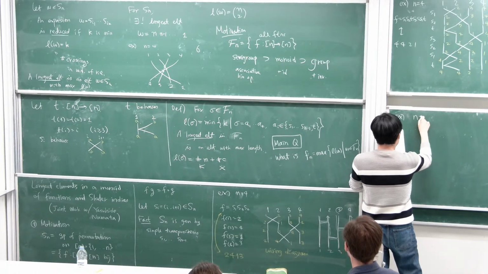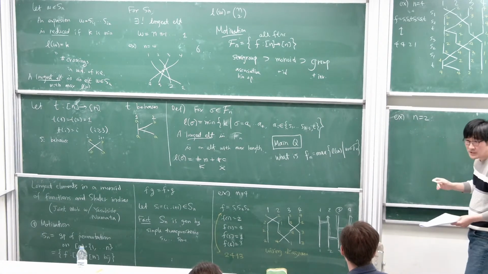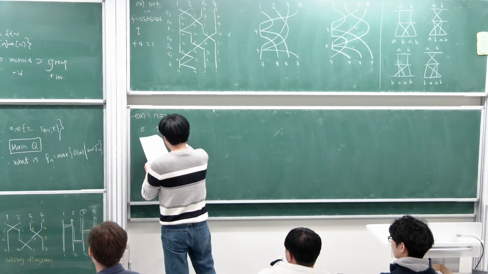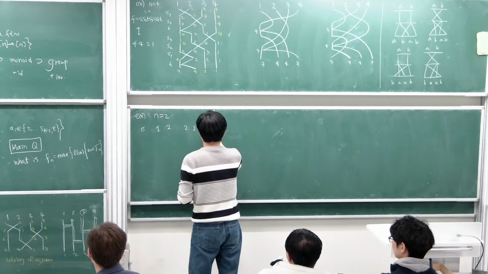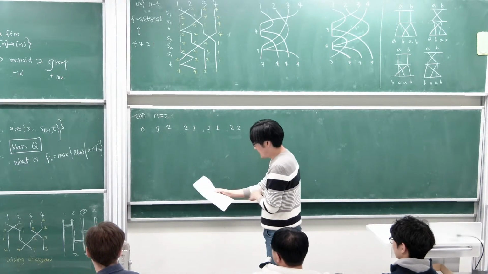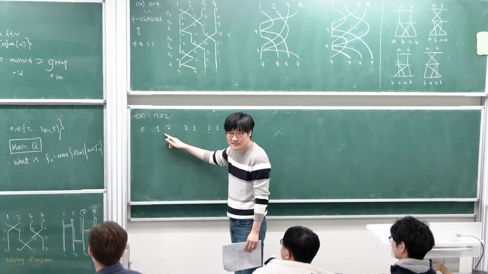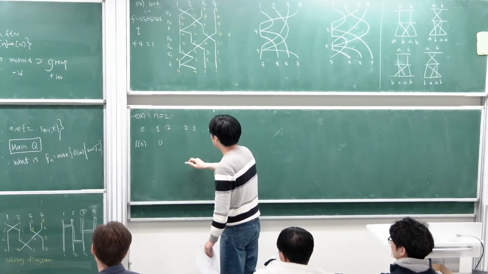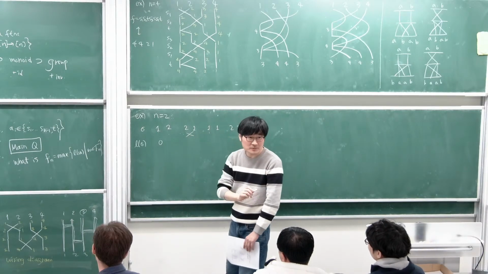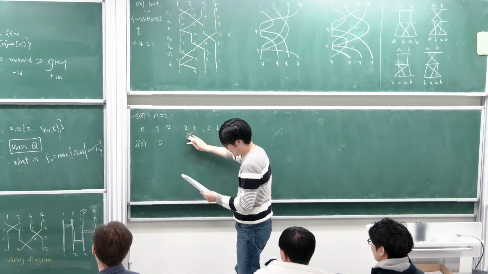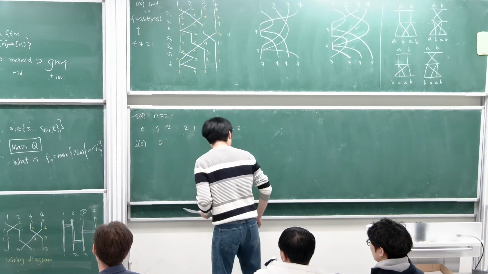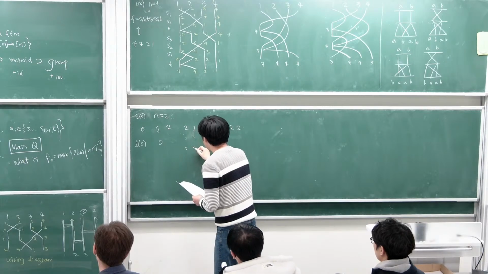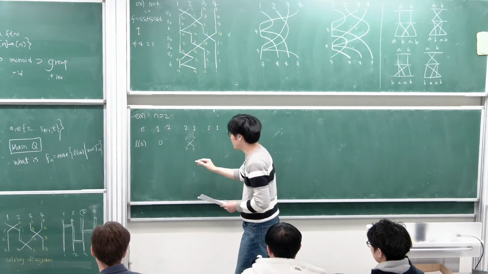N equals 2. So there are 4 functions from 2 to 2. Let me list them all so that we are all following. In this case, what is the length of this? 0. Very good. And this one is 1, because I want to connect 1, 2 to 2, 1. So we can do that, so its length is 1.